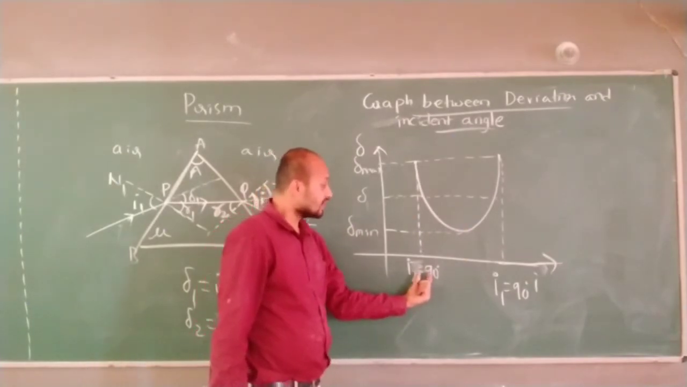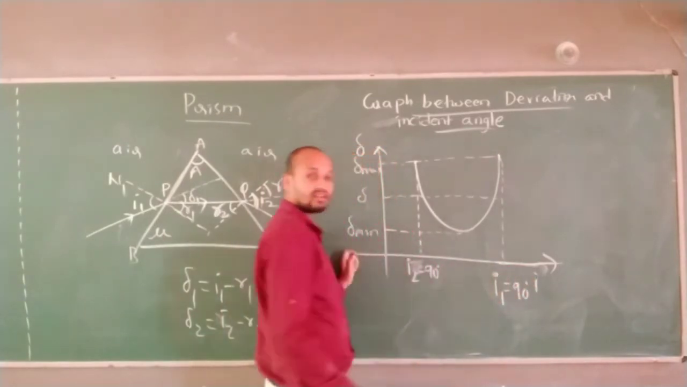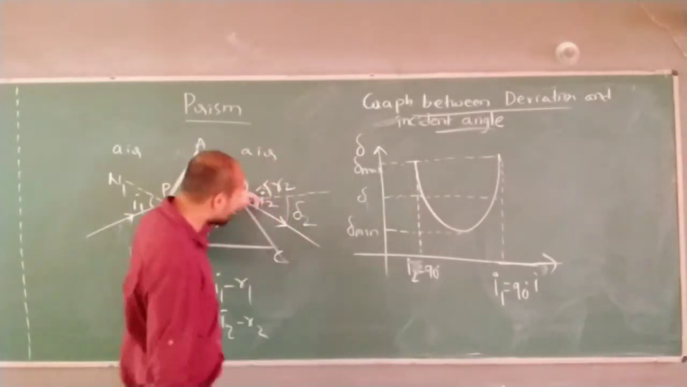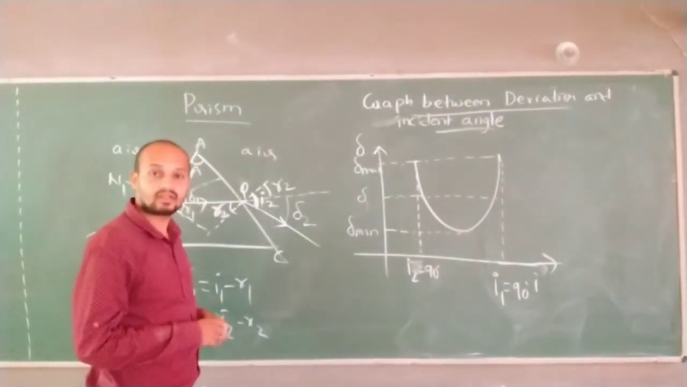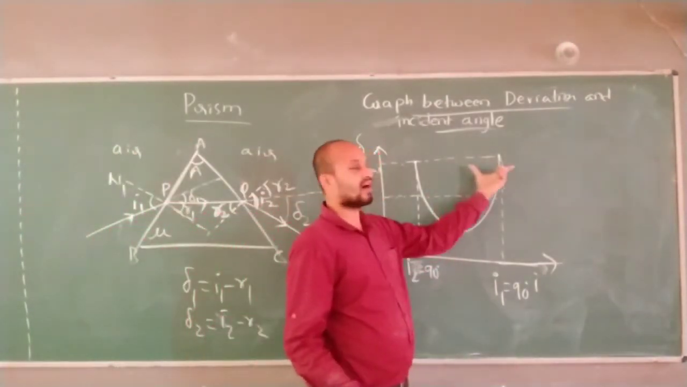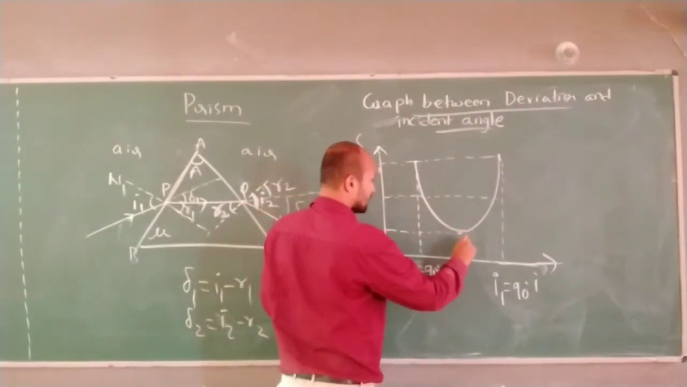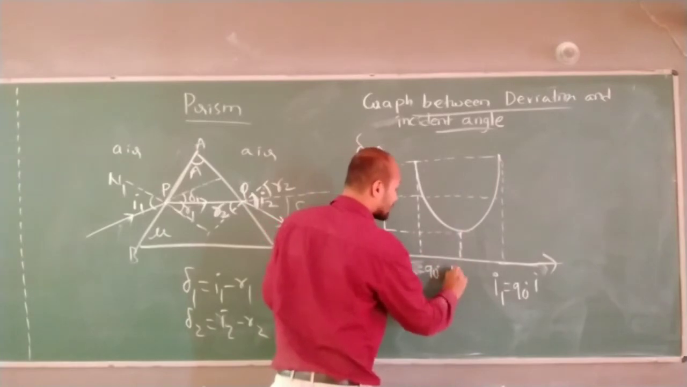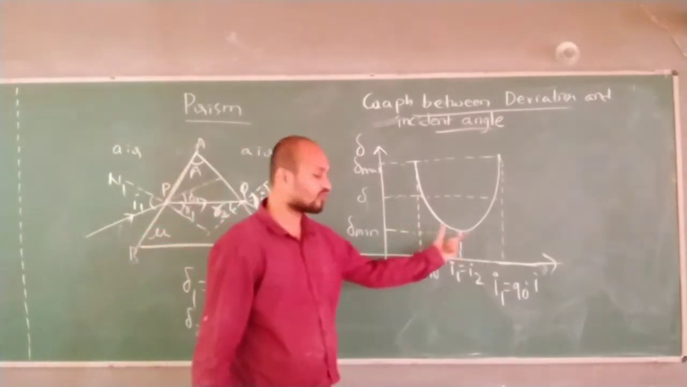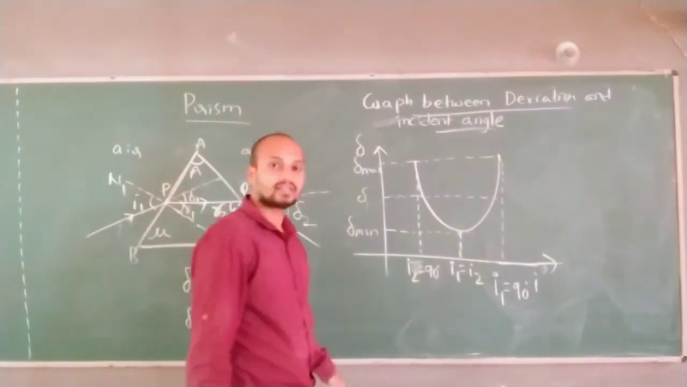Here, this is the graph of I1 usually. Correct? This is the graph of angle of incidence. So I2, when I2 is 90 degree, still you will find maximum deviation. When I1 is 90 degree, when I2 is 90 degree, you will find two maximum deviations. This is what? Delta minimum. At this point I1 will be equal to I2. This condition you have to use. At the point of delta minimum, the incident angle I1 will be equal to the emergent angle, from the graph.